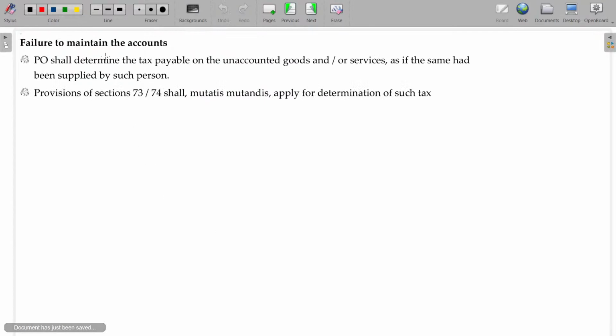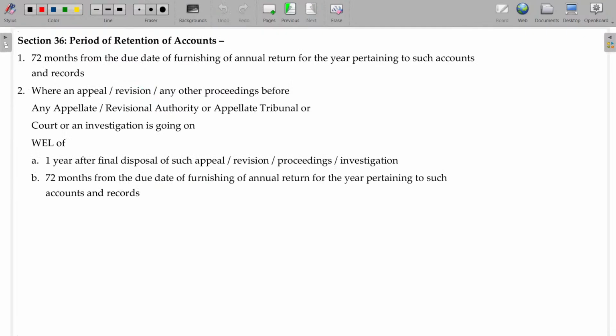If you fail to comply, then automatically section 73, 74 will attract. The assessing officer will demand the tax you have to pay. You are compelled to pay that amount. On payment of that, you are not eligible for claiming the ITC also on that.